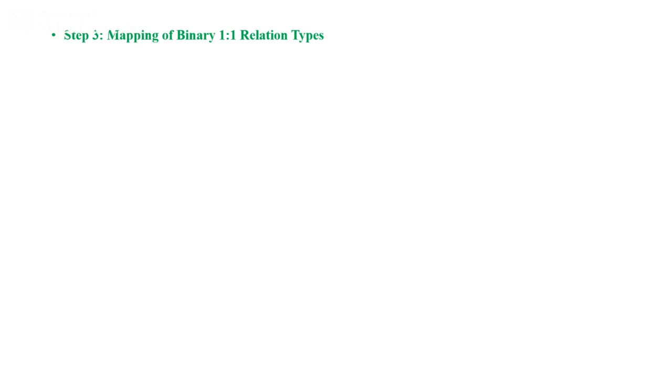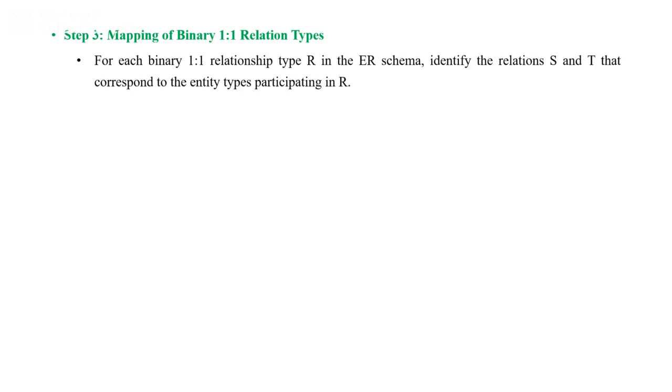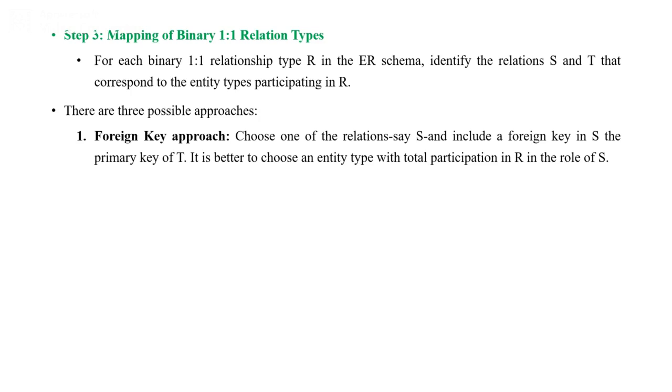To map a 1:1 relationship, which is a cardinality ratio constraint, for each binary 1:1 relationship type R in the entity relationship schema, we identify the relations S and T that correspond to the entity types participating in R. Basically there are three possible approaches, depending on how these entities participate in R. The first possible approach is the foreign key approach.